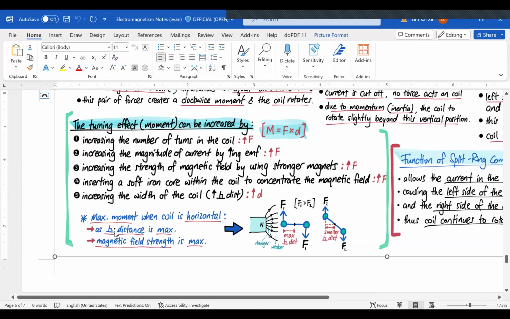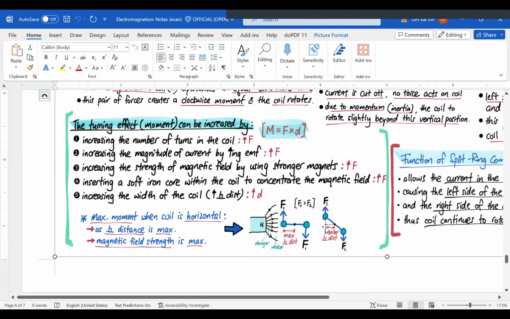Okay, and when will I have maximum moment? Maximum moment is when the coil is horizontal, because when the coil is horizontal, the perpendicular distance between the force and the pivot will be this red line over here, and this perpendicular distance will be a maximum. If my coil is not in the horizontal position, it's slanted, diagonal, or vertical. When it's vertical, there will be no moment, because the perpendicular distance is 0.